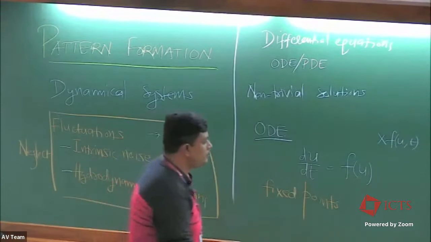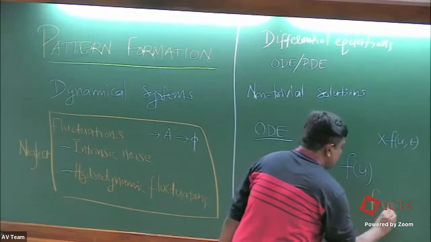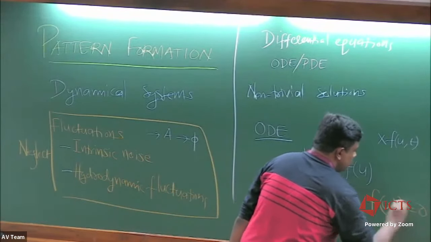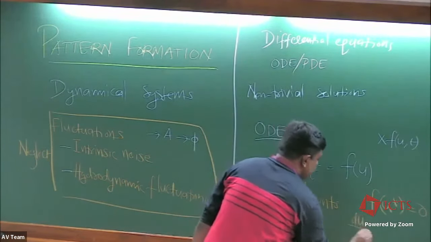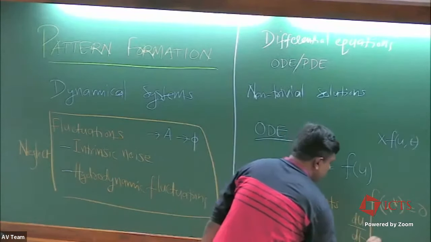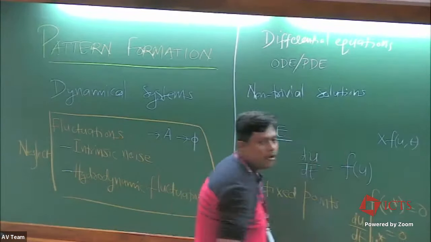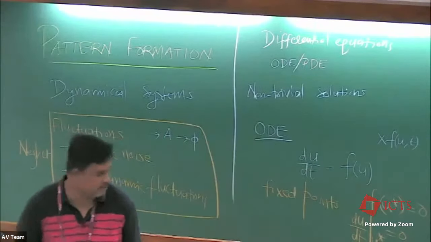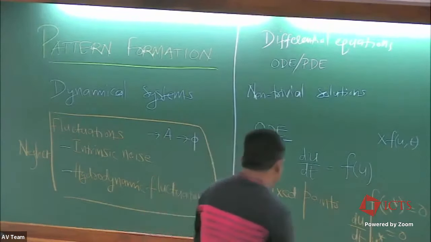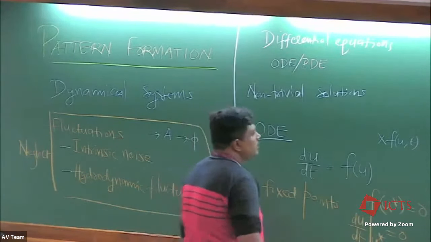So these are basically points where f of u star is 0. That means the system, once it reaches u star, does not evolve in time. Okay, so that's a fixed point. You can easily convince yourself.